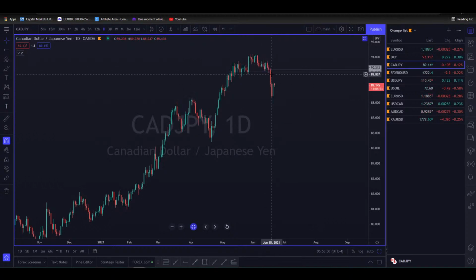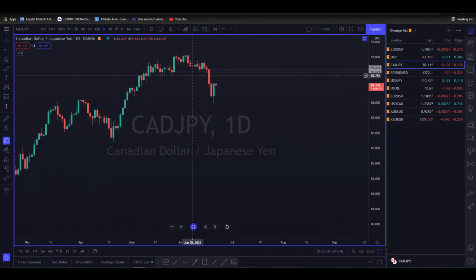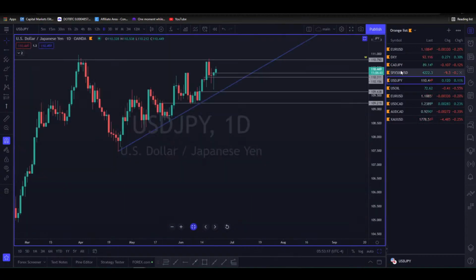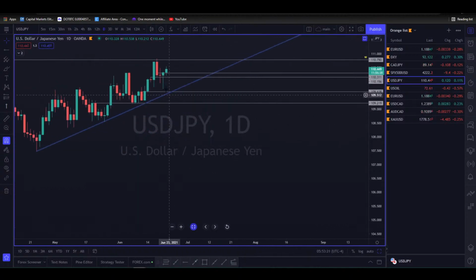There's your pullback. This is the yen. So the yen did catch a lot of strength. This is why you got a massive push lower on most of your yen pairs. Aussie yen, New Zealand yen, CAD yen. Dollar yen? Nope, not on dollar yen because the dollar was extremely strong. See, there's another bullish entry on the dollar, but you see how it's pushing below the wicks?